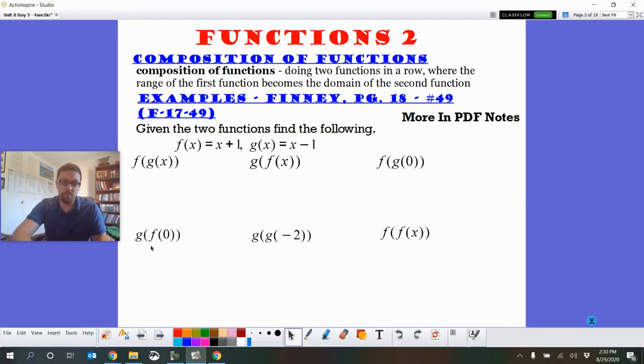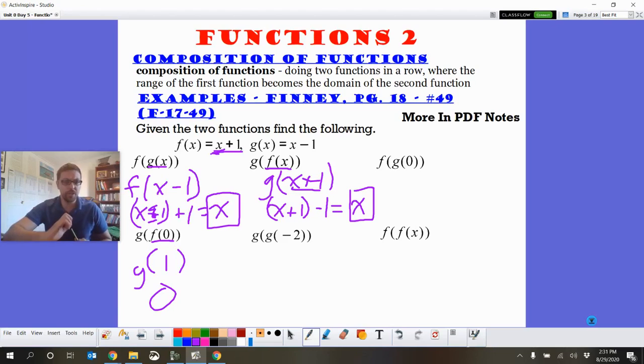We start out with this middle piece and we figure out, okay, well, what is f of 0? Well, that's 0 plus 1, so that's just 1. And then you figure out, okay, well, what's g of 1? Well, then you shove a 1 right here, and 1 minus 1, that's just 0. If you want to check out the other ones, check out the PDF notes.